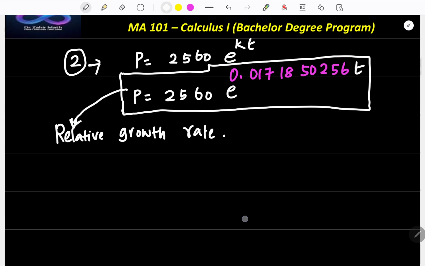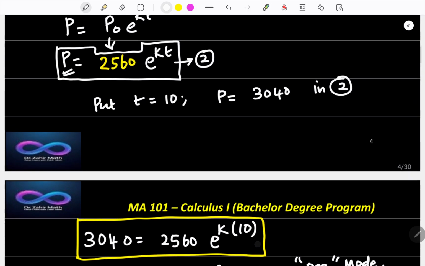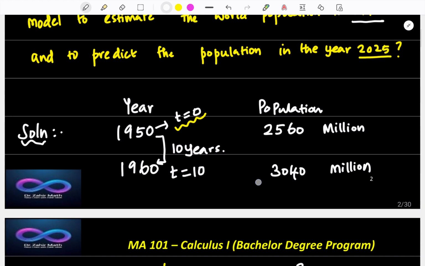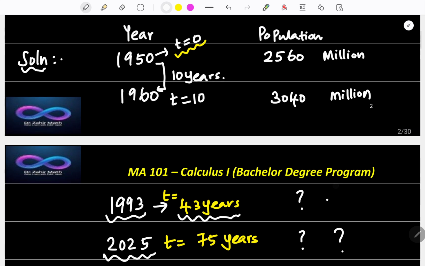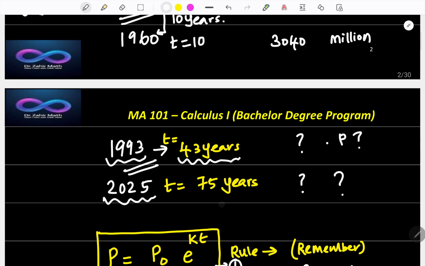Now there are 2 questions in this. Can you see the questions? They are asking, in the year 1993, which is 43 years, what is your population? And in 2025, what is your population? For 1993, from t equal to 0, 1950 here and 1993 here, 1993 minus 1950 is 43. So t is equal to 43. What is your p? And t is equal to 75. What is your p? These are the two questions.